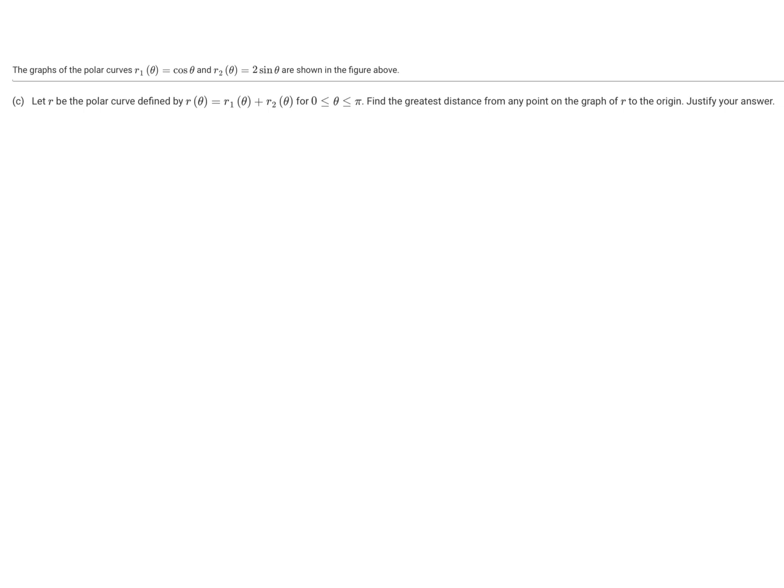Part C. We have a new function, and we want to know the greatest distance from any point to the origin. Recall that a point's distance to the origin, when you have polar coordinates, is just the r coordinate. So if we are looking for the greatest distance to the origin, we're looking for the greatest r value. We're looking for the maximum r value.